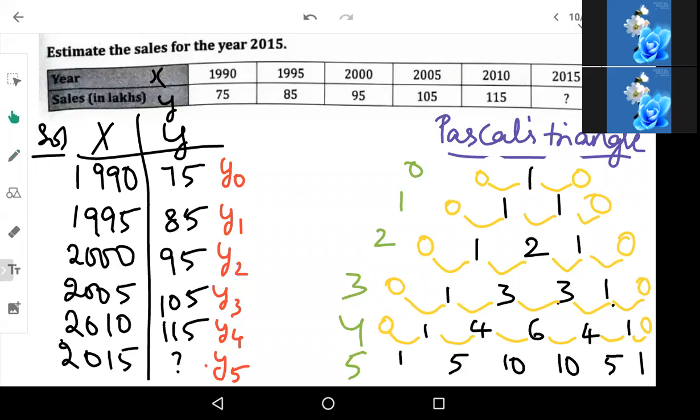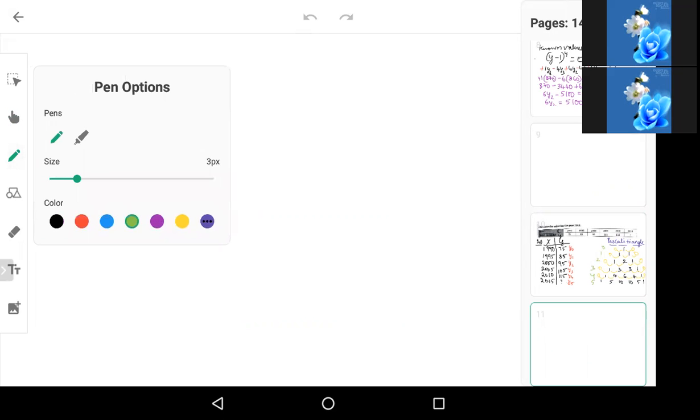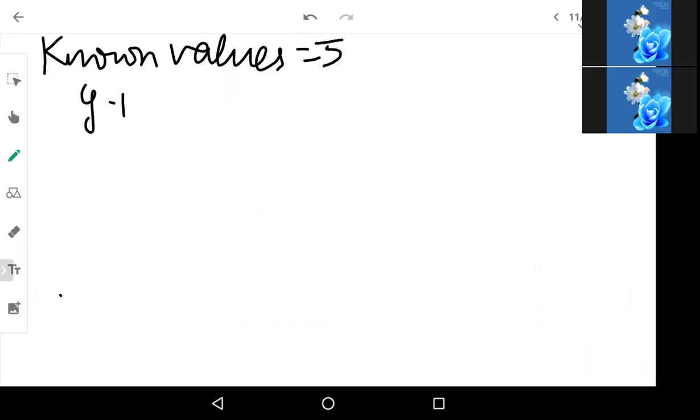Okay. Now the next step is to check the known values. Now out of 6 values, we know 5 values. So the known values will be 5. So y minus 1 to the power 5 is equal to 0.